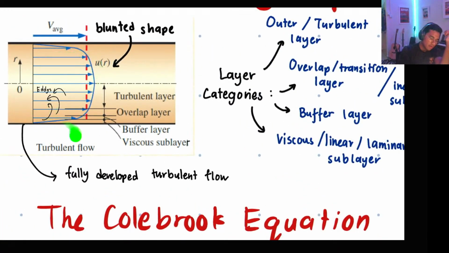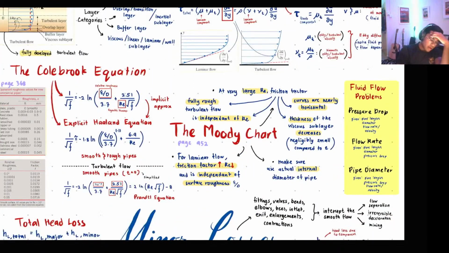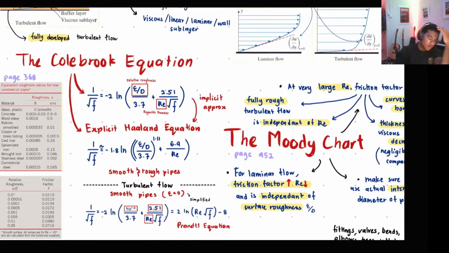This turbulent flow is a fully developed turbulent flow. Fully developed doesn't mean it's laminar. Fully developed means the velocity profile is constant from one point to another. So it is constantly the same velocity profile. You can have a fully developed turbulent flow, and you can have a fully developed laminar flow. As long as the velocity profile is constant from one point to another, that is what we call a fully developed region. Now we proceed to the Colebrook equation.